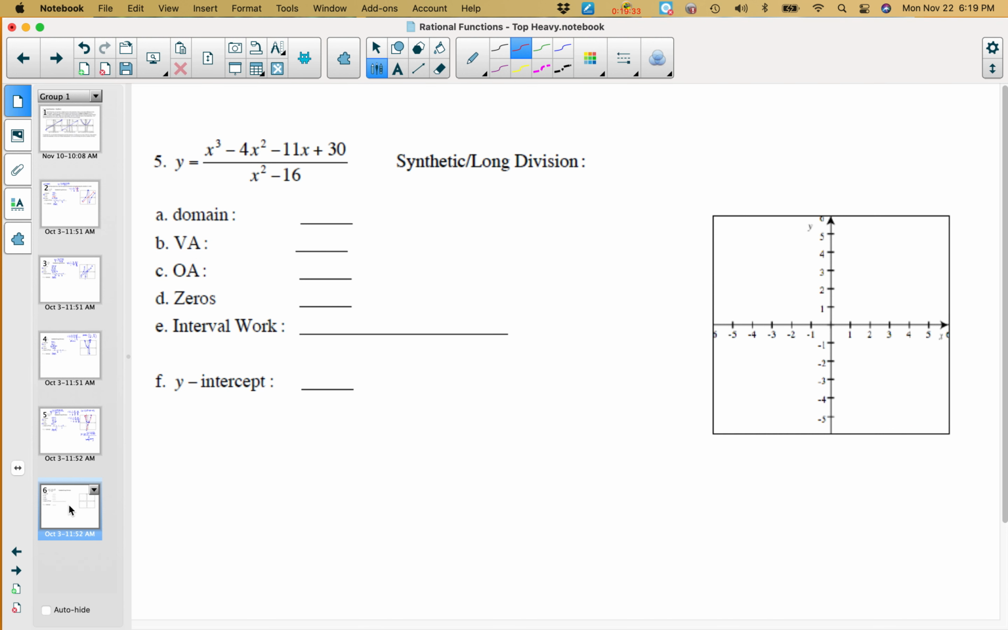And the next one, we are not going to do. You'll notice that it's a little messier because it's an x squared here and not just an x. So we're actually going to skip this one. I might come back and do this one later, but not right now.